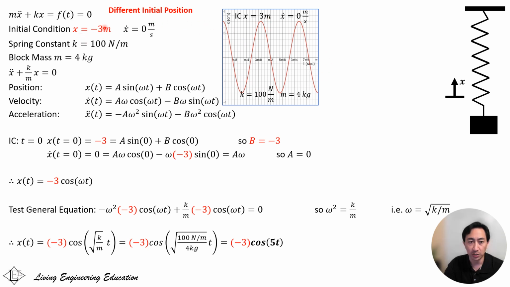The change here is I'm going to change the position from x equals 3 meters to x equals negative 3 meters for my initial condition. So instead of fully compressing and then releasing the block, I am fully extending, right? I'm extending this. This is my equilibrium location. So I'm extending it down to negative 3 meters.